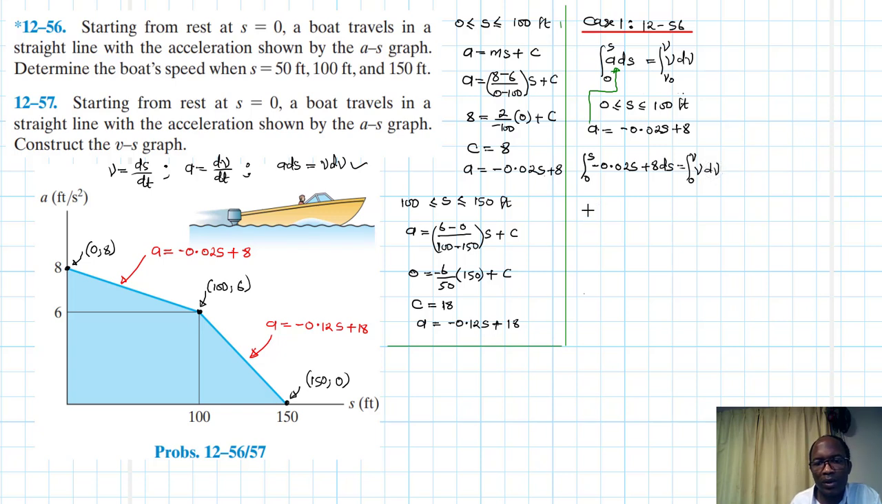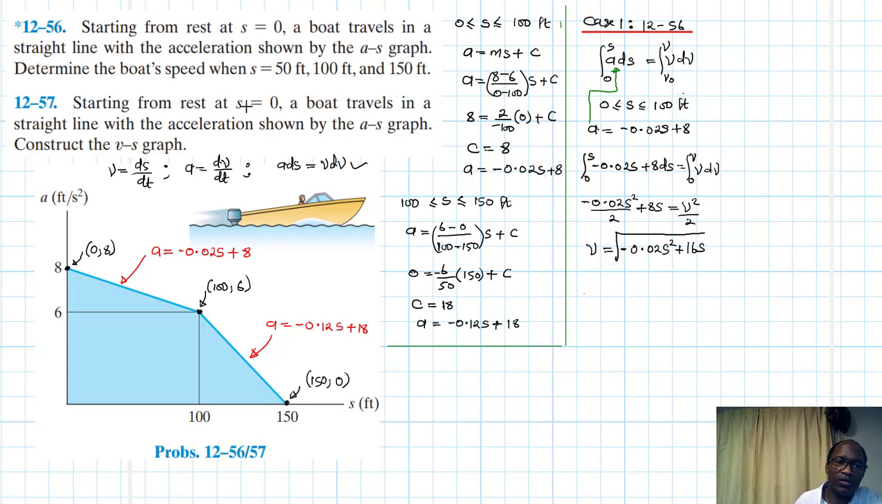Okay, therefore we have 0.02 s squared divided by 2 plus 8s equal to v squared divided by 2. Therefore our v is just going to be equal to the square root of minus 0.02 s squared plus 16s.